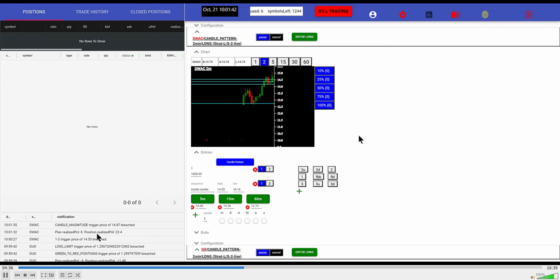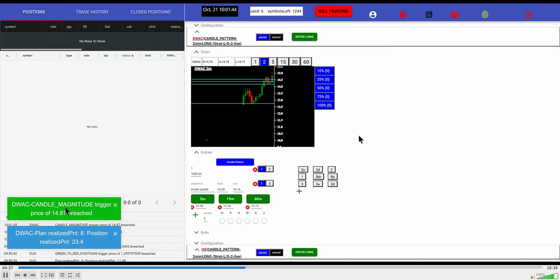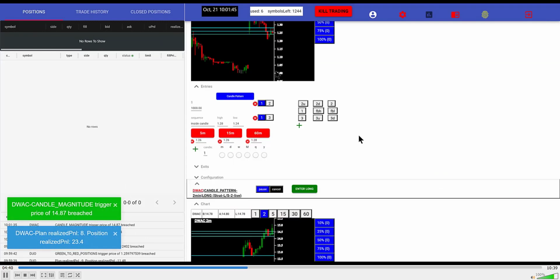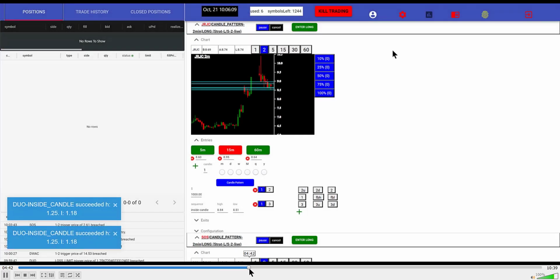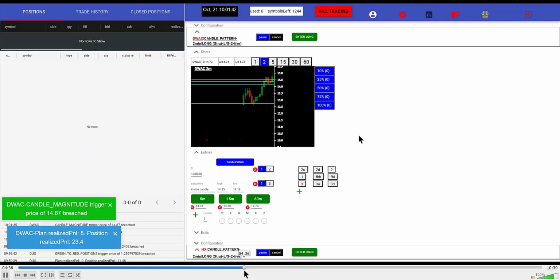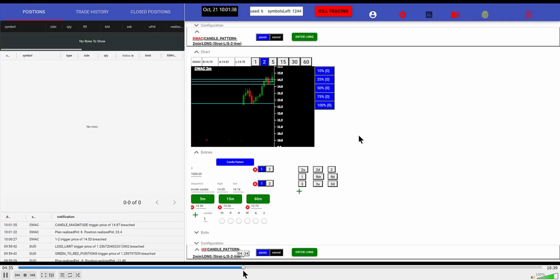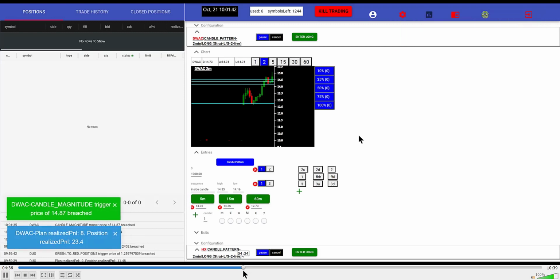All right, so in that case, it was our candle magnitude trail. So you can see, I'm going to go back for 1 second. You can see that the candle came back down, and so we hit our trailing stop that was moving up.